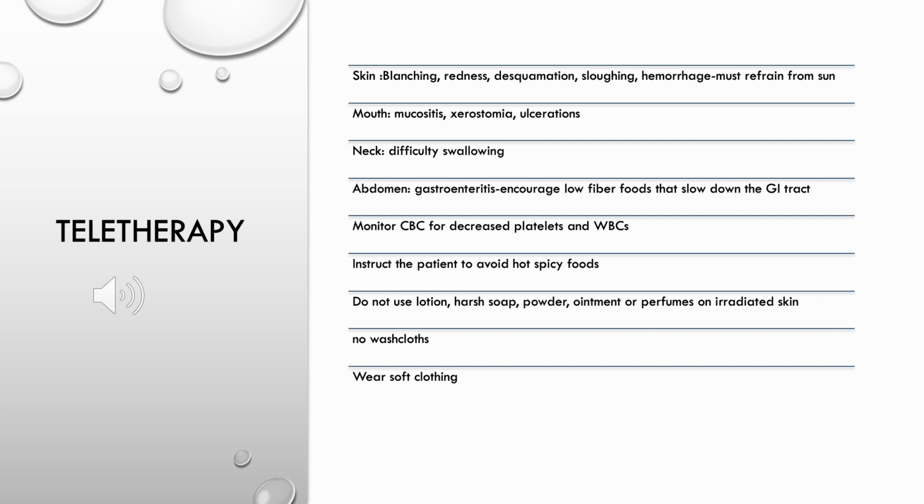They may have, in their abdomen, gastroenteritis. So encourage low fiber foods that slow down the GI tract, because they could get diarrhea. Monitor their complete blood count for decreased platelets and white blood cells, because radiation therapy can also cause some bone marrow suppression. Instruct the patient to avoid hot, spicy foods. You want to avoid hot, spicy, salty, the same interventions as stomatitis. Don't use lotion, harsh soap, powder, ointments, or perfumes on skin that's been treated with radiation.